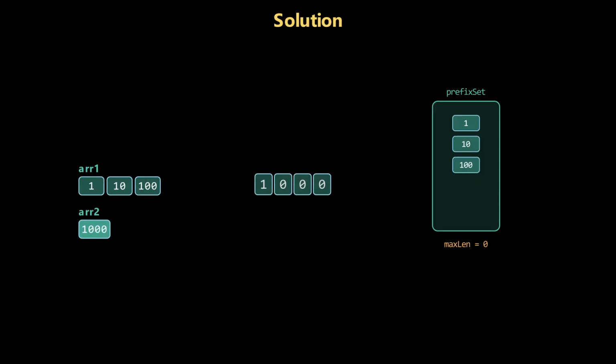Pass 2, scan ARR2. Max length starts at 0 and only updates on ARR2 matches. All 4 digits, prefix 1000 is not in the set. Drop the last digit. 3 digits 1, 0, 0, prefix 100 is in the set. Max length becomes 3. Return 3. A trie can do the same job in linear time. Implement that version yourself if you want the alternative.